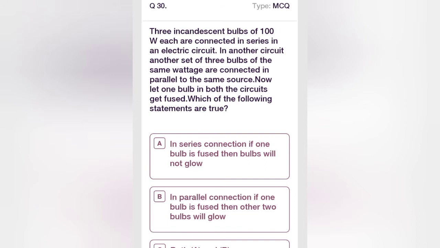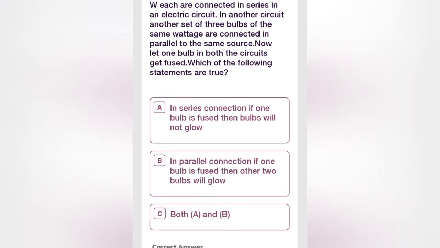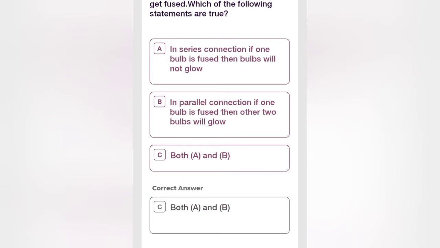Correct. Option A is correct. In parallel connection, if one bulb is fused, then the other two bulbs will glow. Yes, that's also correct. So both A and B are correct. Option C is the correct answer.